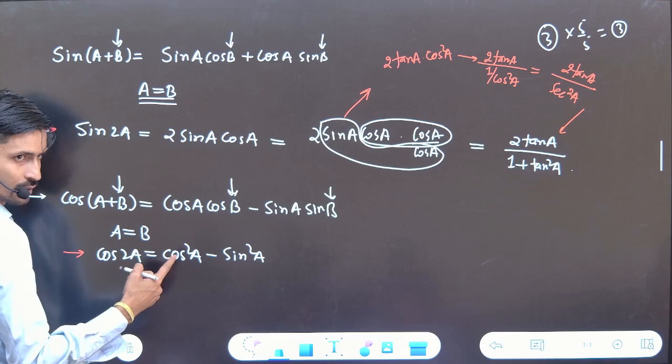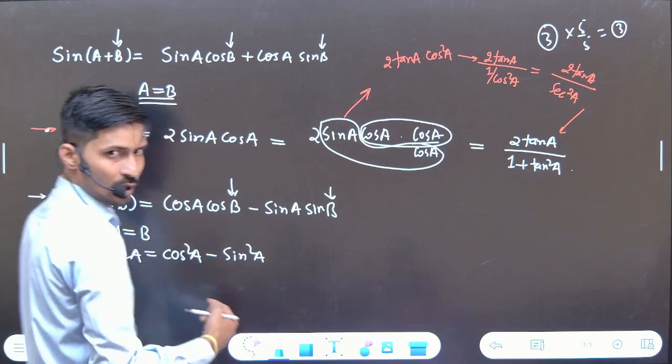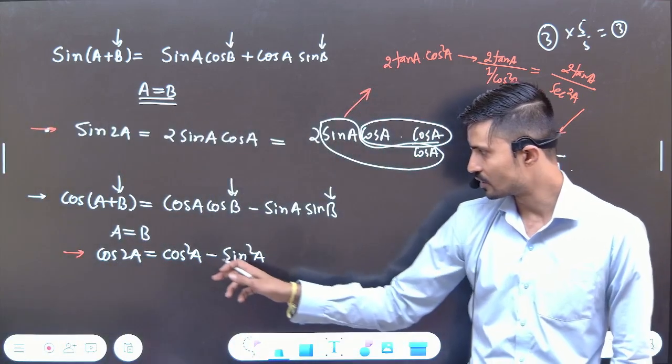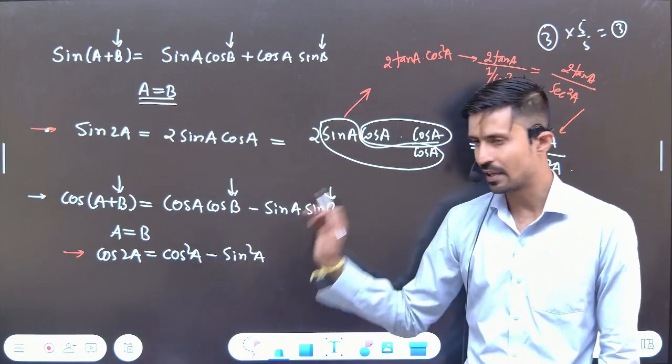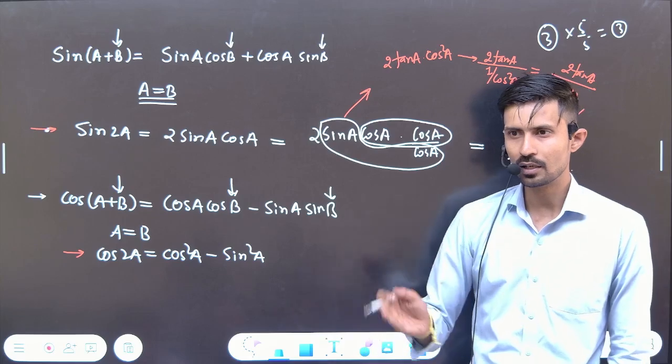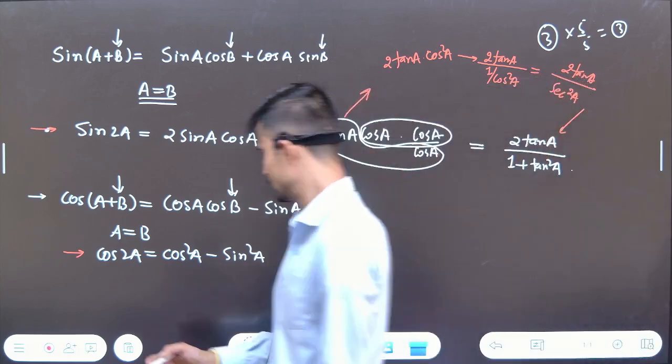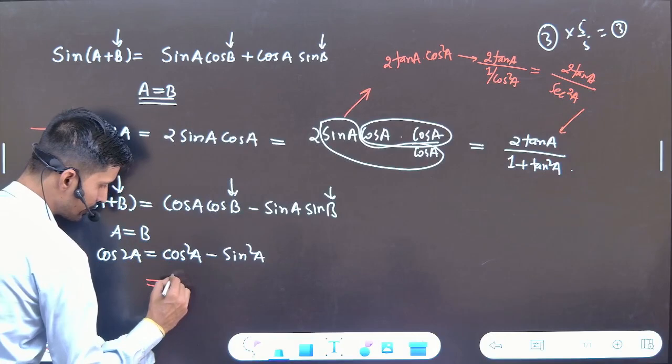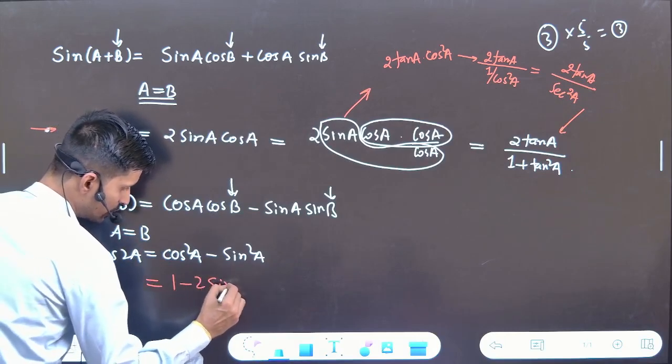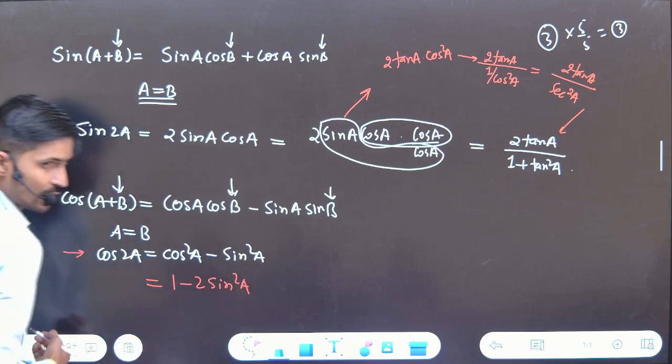See here, everyone. Cos²A, I will write as 1 minus sin²A. So this will become 1 minus sin²A minus sin²A, which is 1 minus 2 sin²A. So this will become 1 minus 2 sin²A.